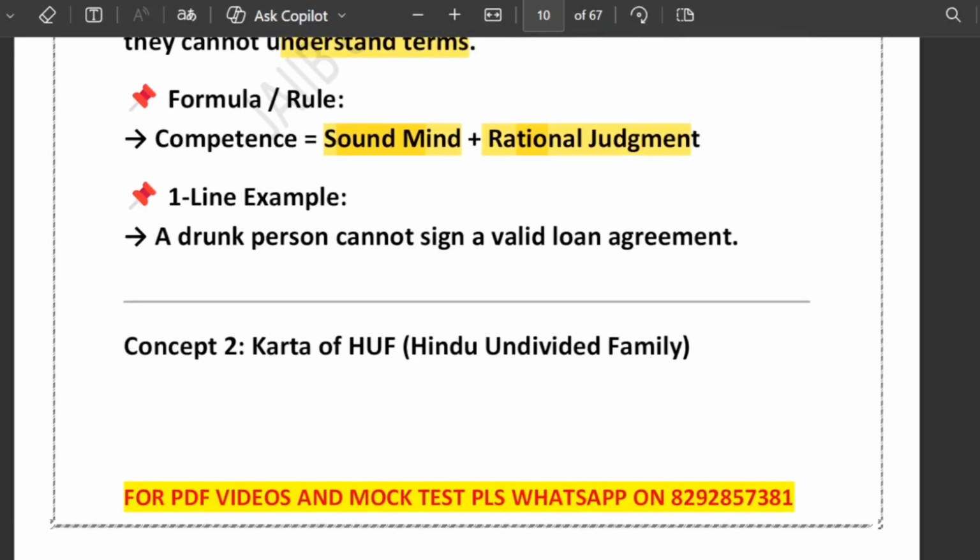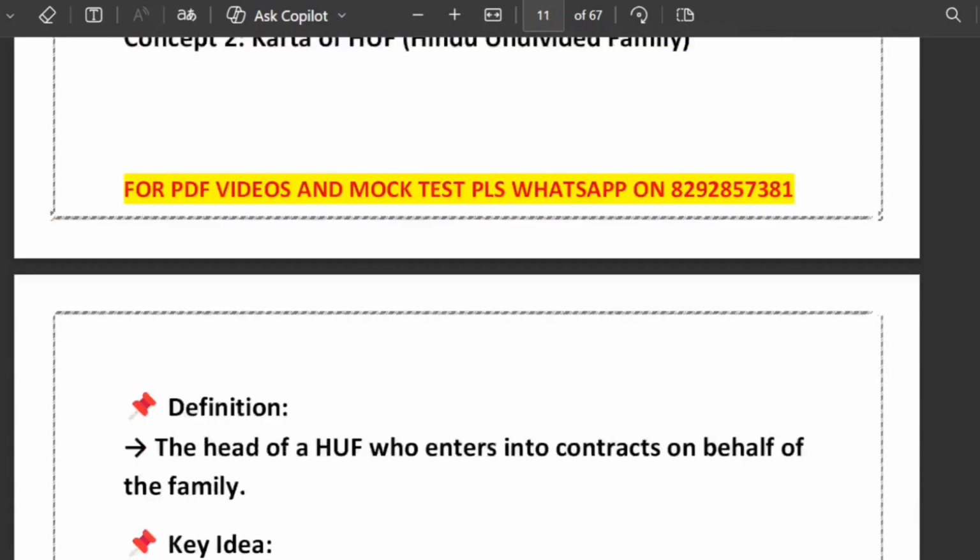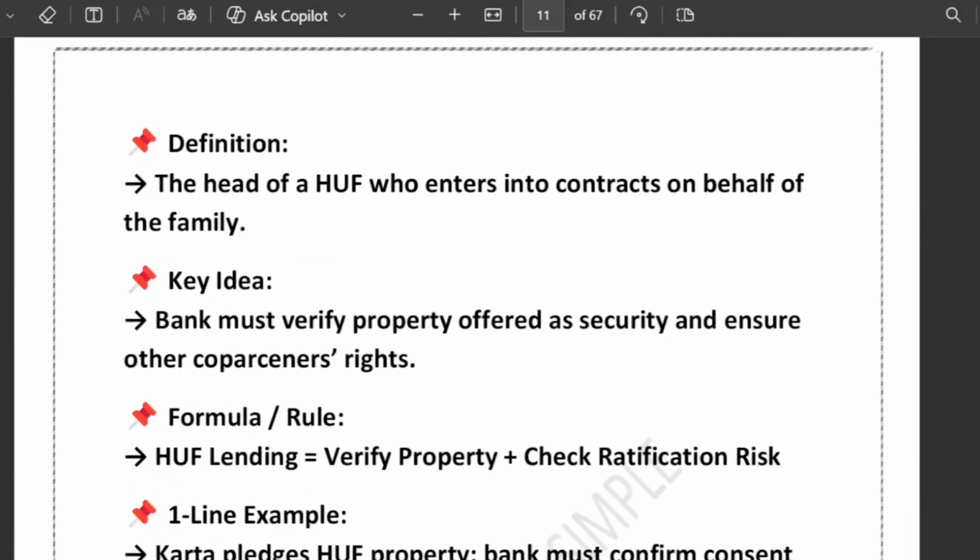Now, let's talk about the Karta. Karta of HUF. Hindu undivided family, that's called HUF. So the definition is very simple: the head of a HUF who enters into a contract on behalf of the family. That's called Karta. Karta is the head of the Hindu undivided family. He enters into a contract on behalf of the family.